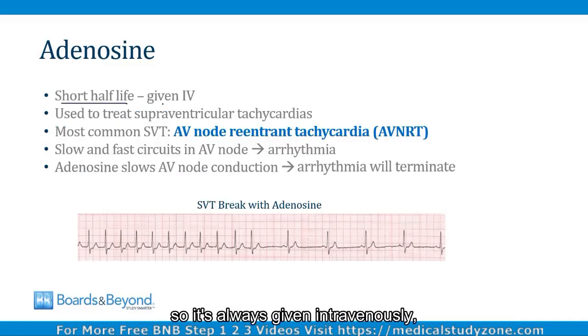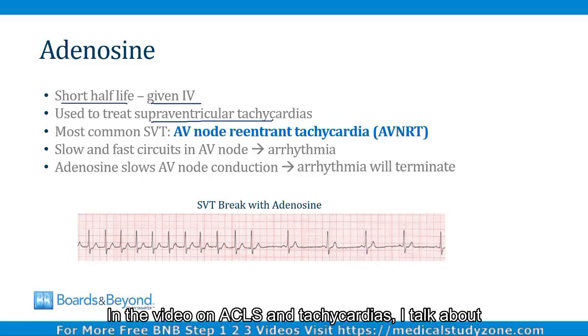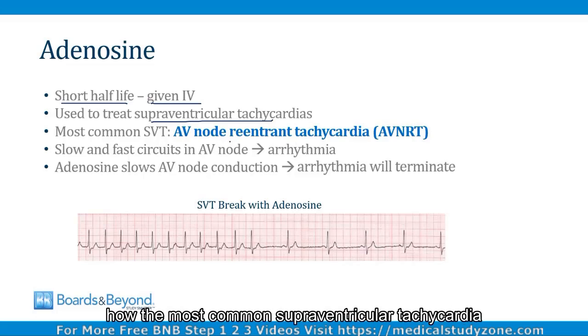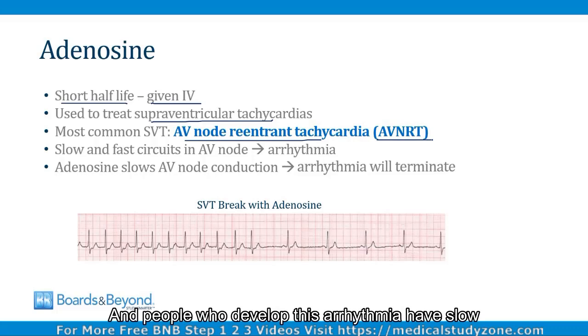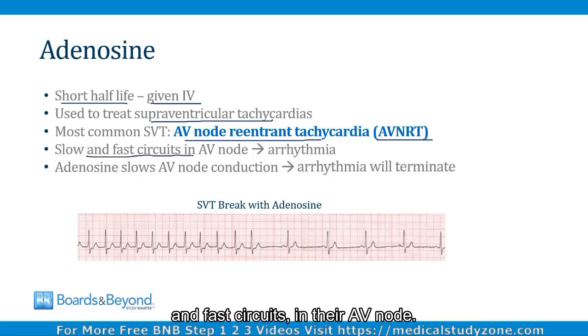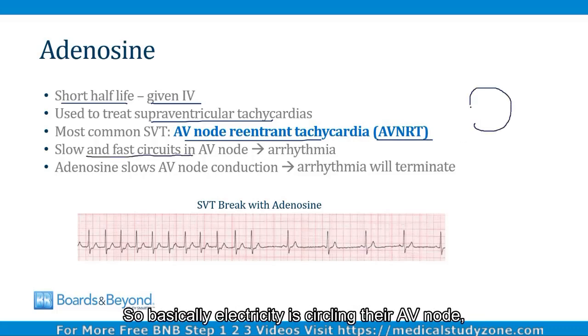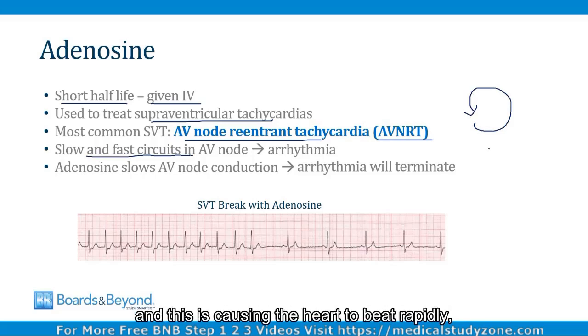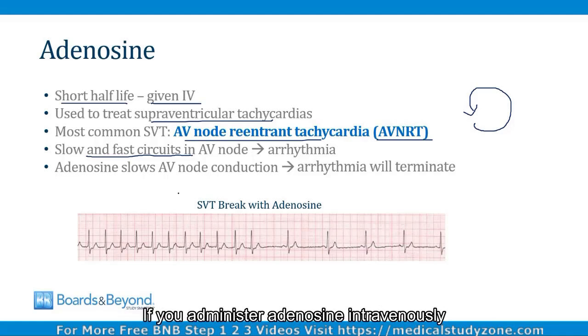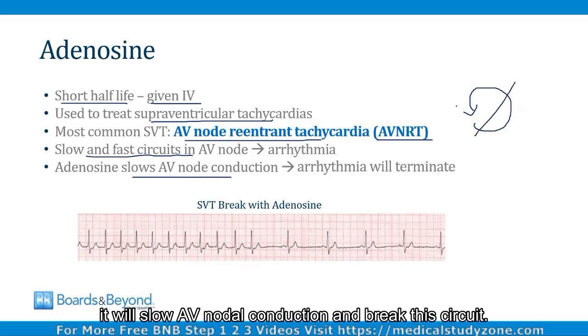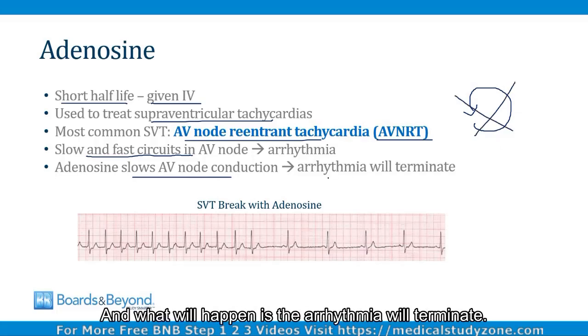Adenosine has a short half-life, so it's always given intravenously, and its main use is for the treatment of supraventricular tachycardias. In the video on ACLS and tachycardias, I talk about how the most common supraventricular tachycardia is AV nodal reentrant tachycardia, or AV-NRT. And people who develop this arrhythmia have slow and fast circuits in their AV node, so basically electricity is circling their AV node, and this is causing the heart to beat rapidly, and that can cause palpitations and other symptoms. If you administer adenosine intravenously to a patient with AV-NRT, it will slow AV nodal conduction and break this circuit. And what will happen is the arrhythmia will terminate.